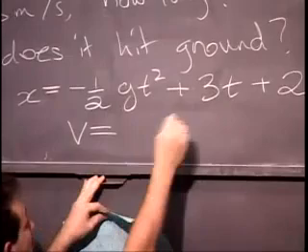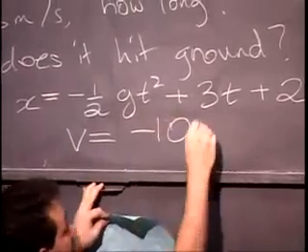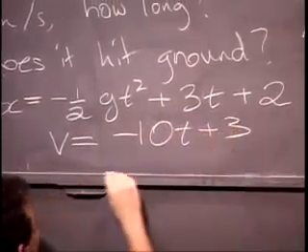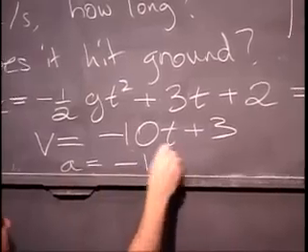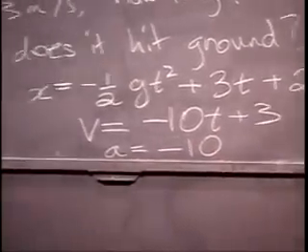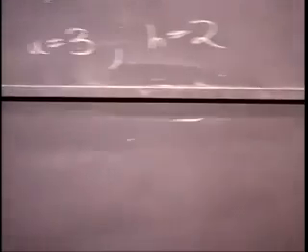You can just differentiate x to get v. So it's minus 10t plus 3. And, of course, the acceleration is minus 10. So now, at any time, we know where the ball is, and we also know how fast it's going. Kind of nice, huh? So we can knock off the first 3 parts pretty quickly.